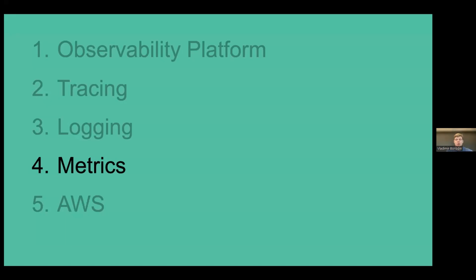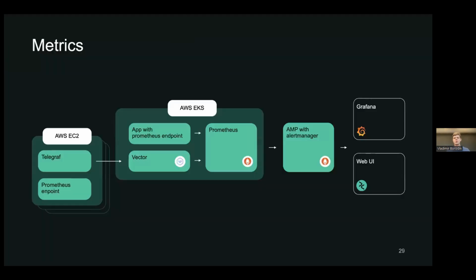So let's switch to metrics. Well, metrics is probably not that interesting compared to previous topics because we use Prometheus. And we actually use Prometheus managed by AWS. It is called AMP service. So for control plane, each of our applications exposes a Prometheus endpoint. There is a Prometheus deployed in the same Kubernetes cluster, which gathers all the metrics from all our applications and then writes it to Prometheus managed by AWS with a remote write API.